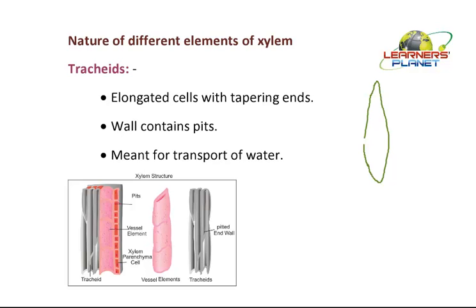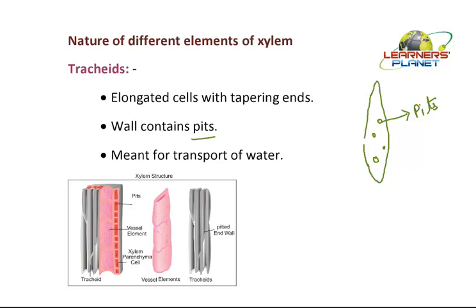Another point is that the wall of the tracheid is not continuous. They have pores in between. Now what are these pores known as? They are known as pits. It is written here in the center in the text also. So the wall contains pits. You know what these pits are? Pores. Of course they are pores, but how are these pores formed in the cells or the tracheids?